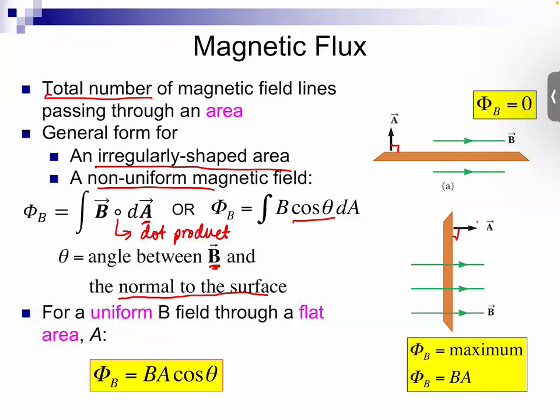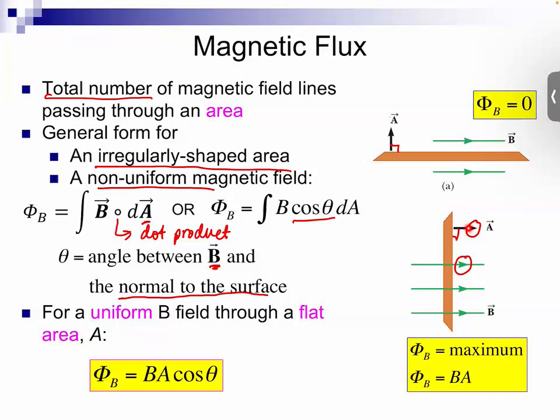We always take the direction of the normal to be the same as the direction of the magnetic field, so that theta will be 0, and cosine 0 will be positive, because we're just counting the number of magnetic field lines. Okay, so the number of magnetic field lines should be a positive number.